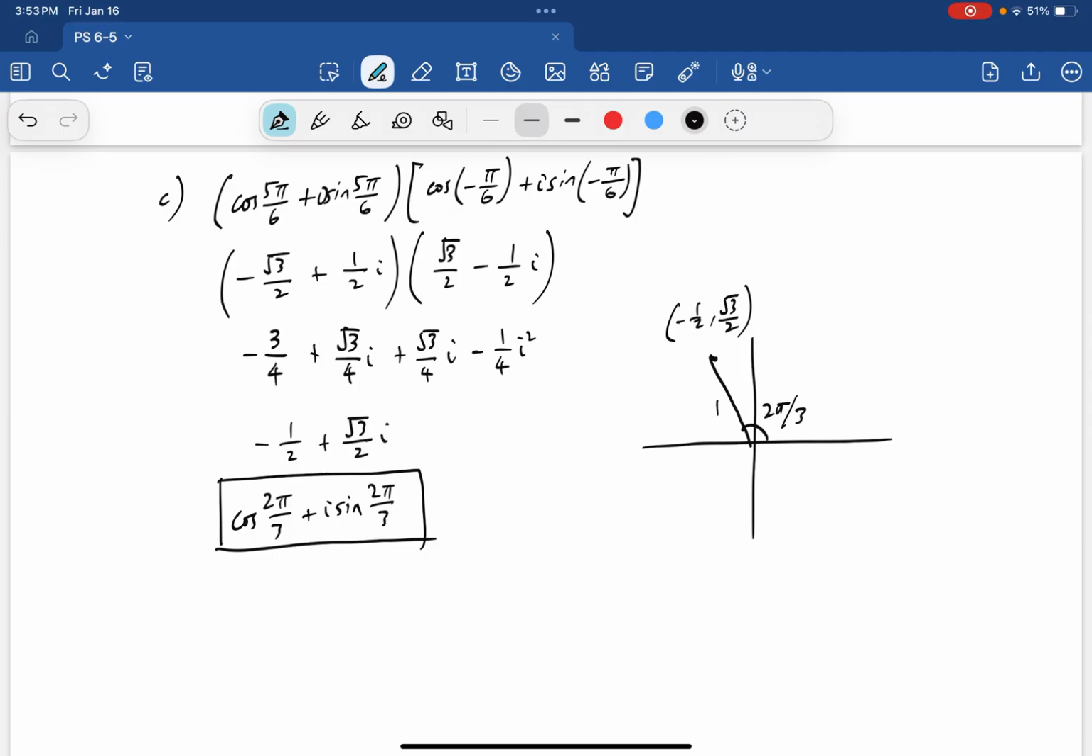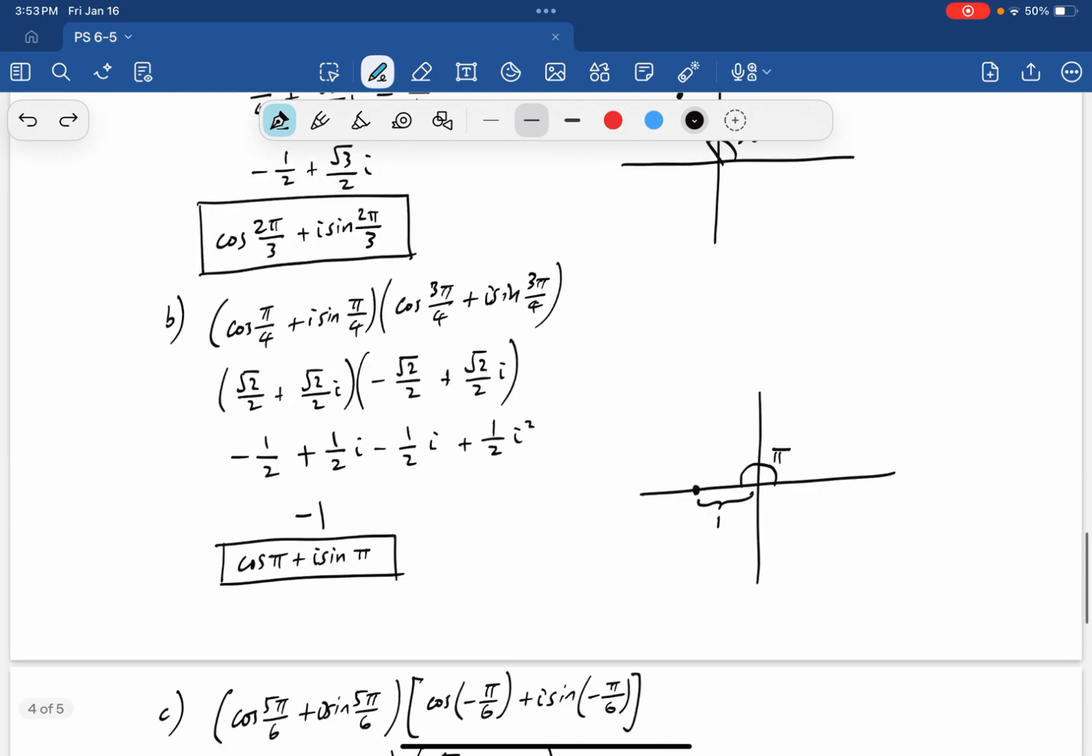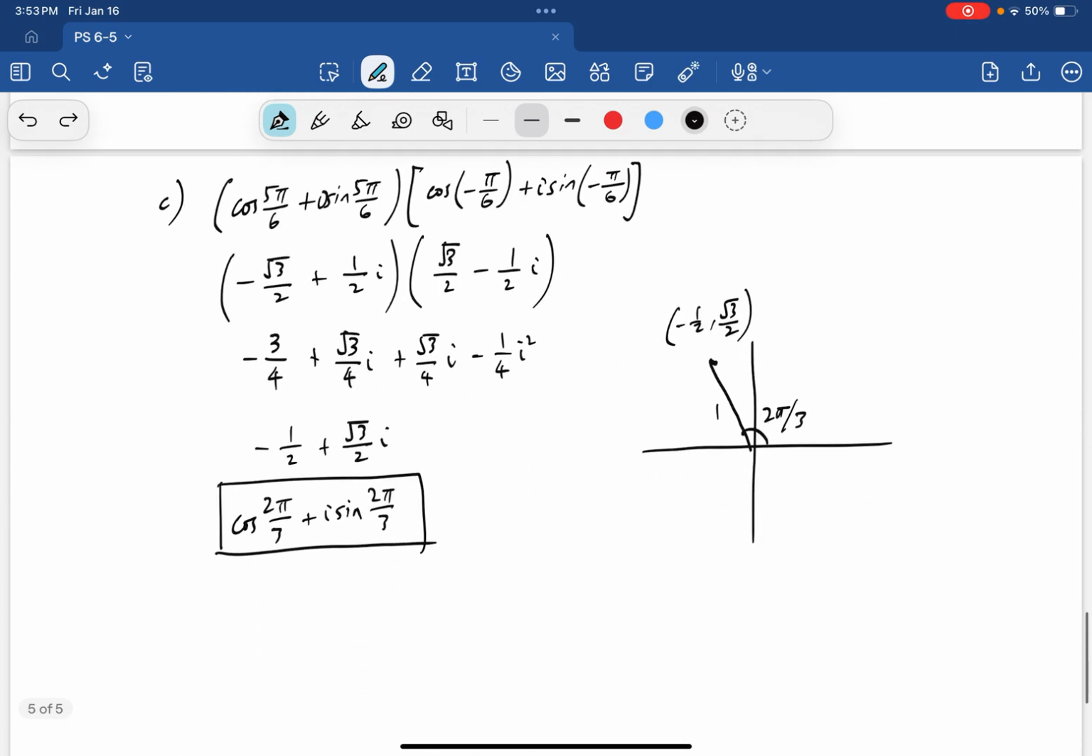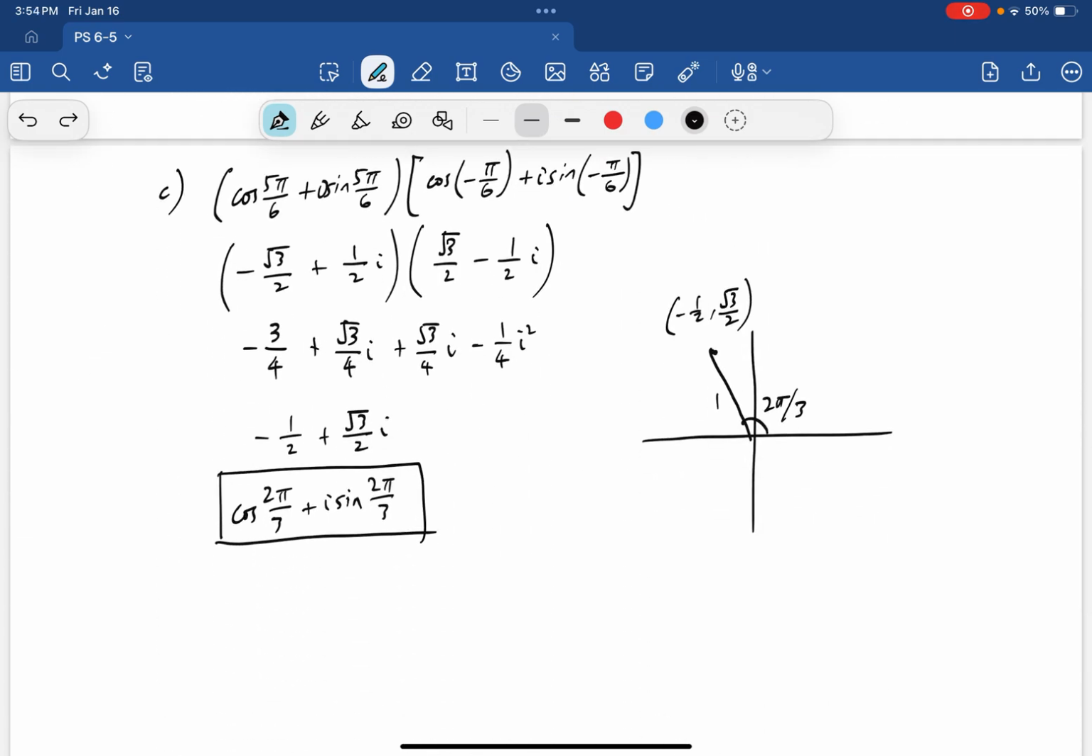Okay, and so what do we see? 5 pi over 6 times negative pi over 6 giving us 2 pi over 3. And I hope you guys can see the relationship between these three questions and maybe think about what a potential formula might be.